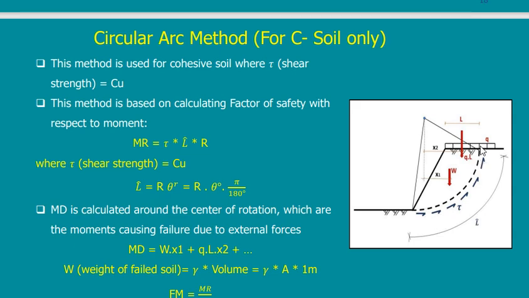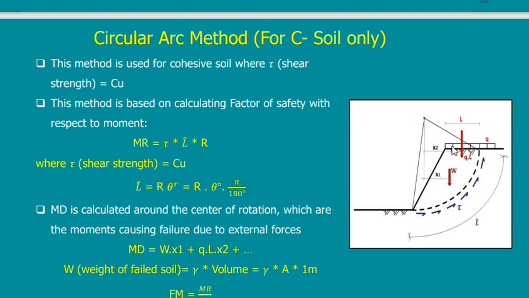But I said that it is going to move along this circle, this part of circle. So this is the center of rotation. It means that I have a force that is pushing, equal to W multiplied by x1. x1 is the arm of this force, this rotational force. So W multiplied by x1 is a force trying to push the slope to move down. This is the first one.